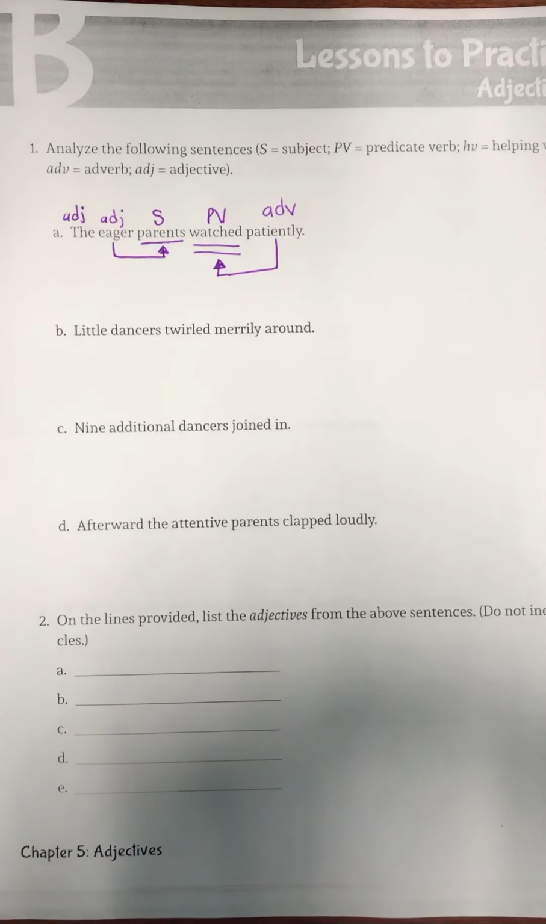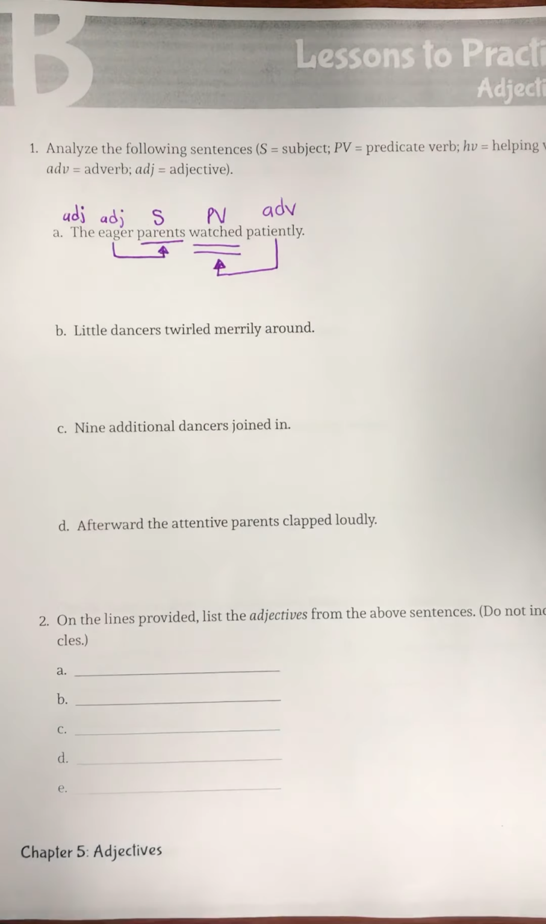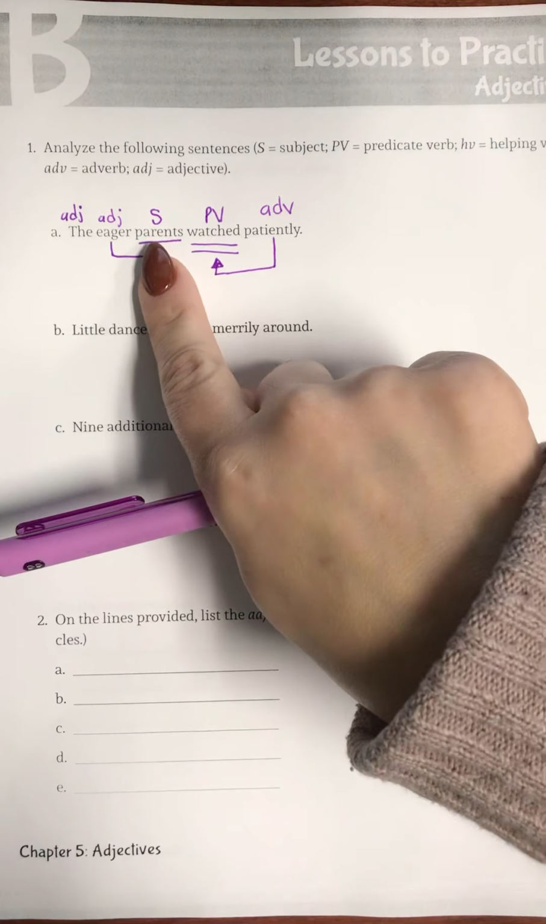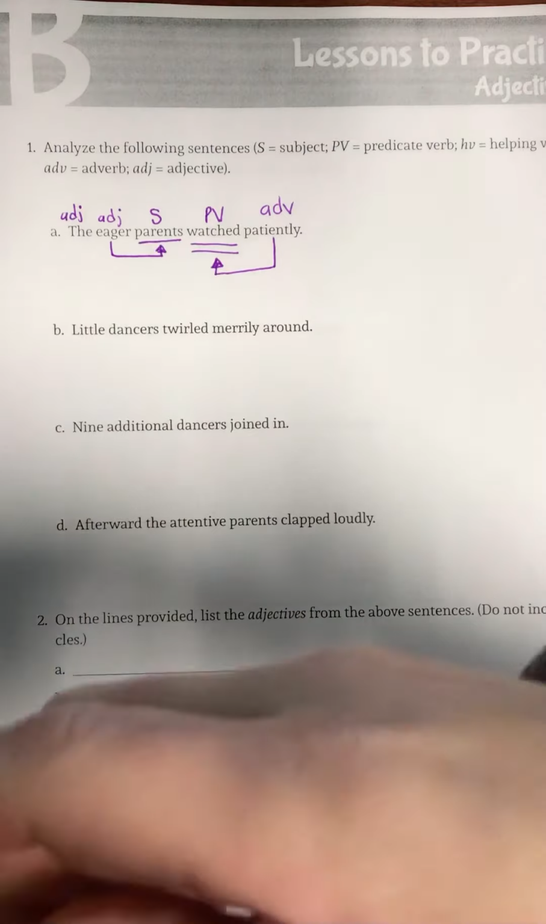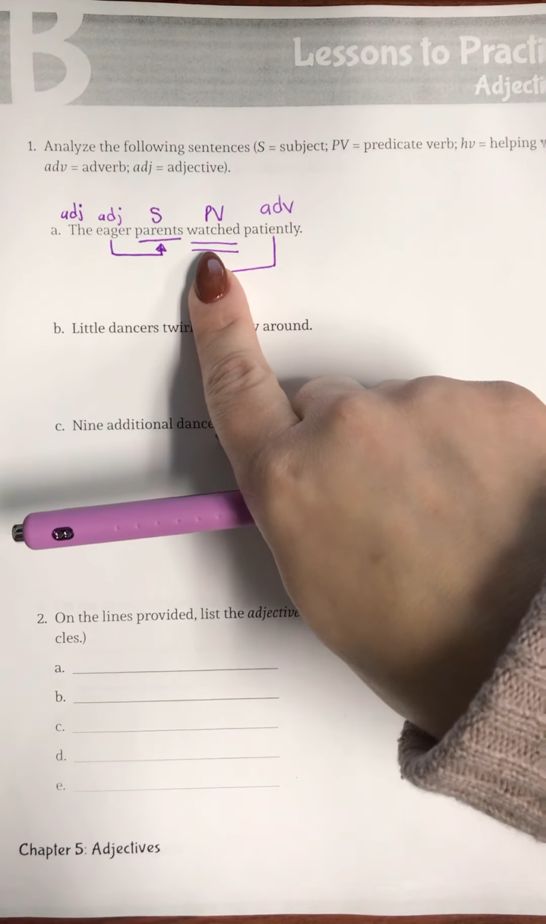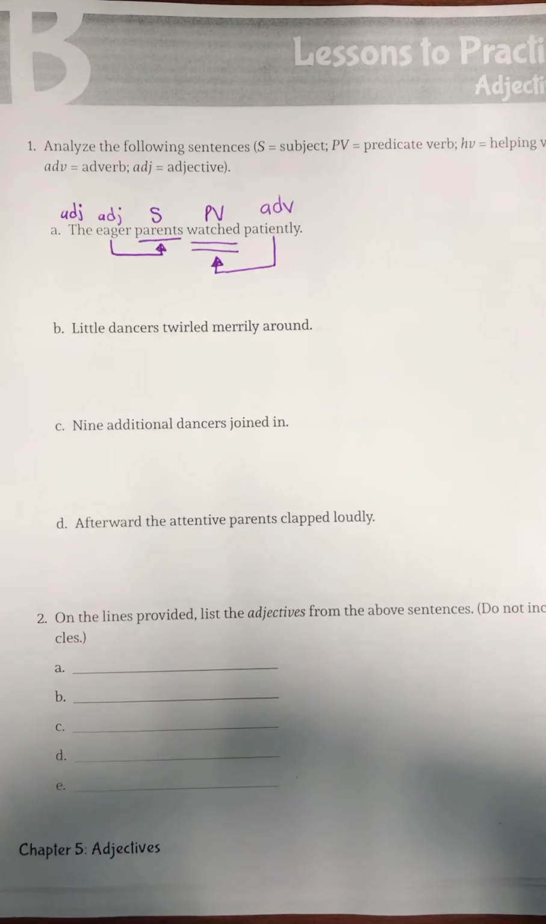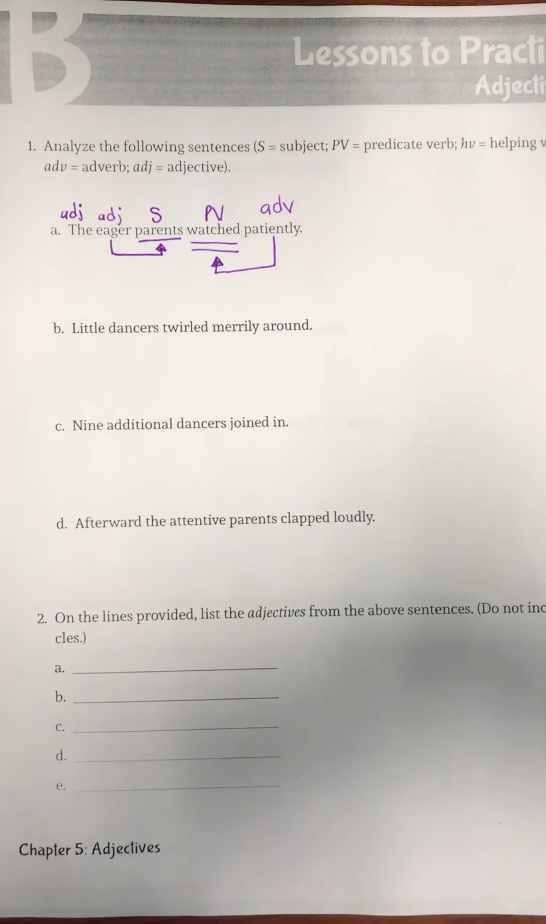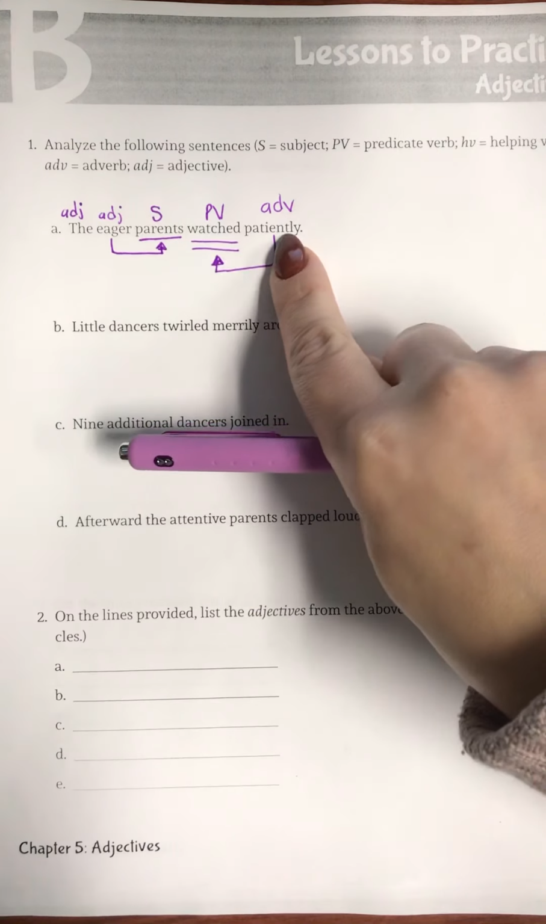Well, the very first thing I did was think to myself, who is this sentence about? It's the parents, so they're my subject. Then I think, what are the parents doing? Well, they're watching. So that's my predicate verb. Then I'm going to say, how are they watching? They're watching patiently. That's my adverb.